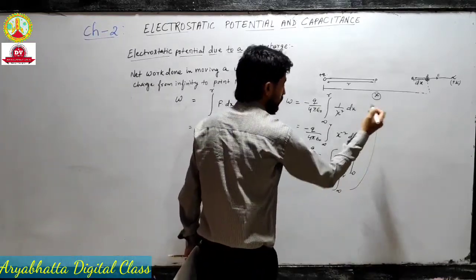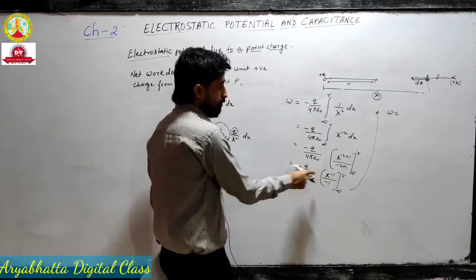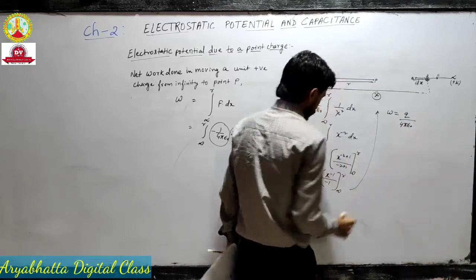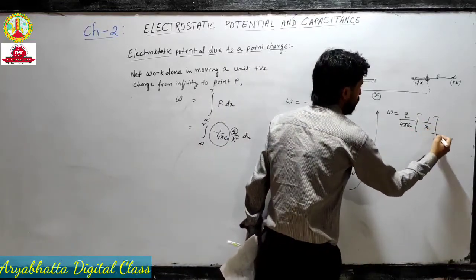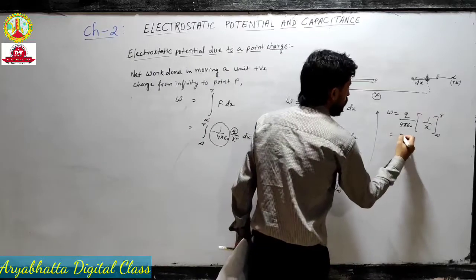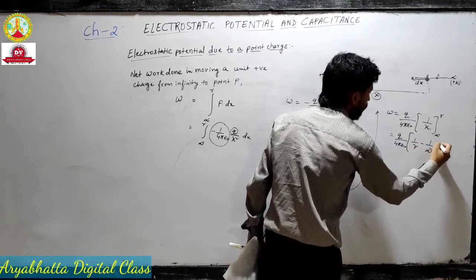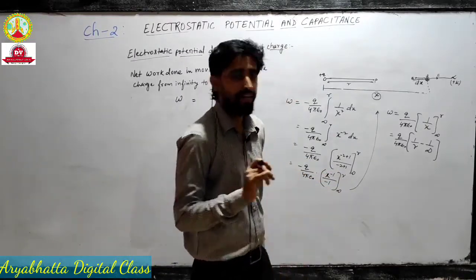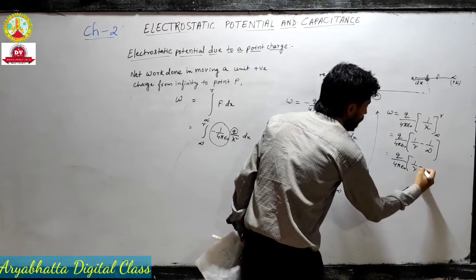Now see here, W is equal to, what will you get? This minus will come here, so it will be minus minus, which is plus. So it will be Q by 4 pi epsilon naught into x to the power minus 1, that is 1 by x. Now just put the limits. You get 1 by r minus 1 by infinity. Now tell me, what is the value of 1 by infinity? So it will be simply Q by 4 pi epsilon naught into 1 by r minus 0.